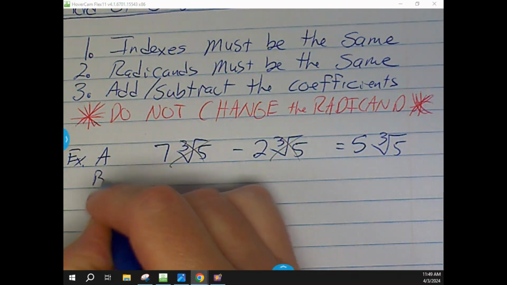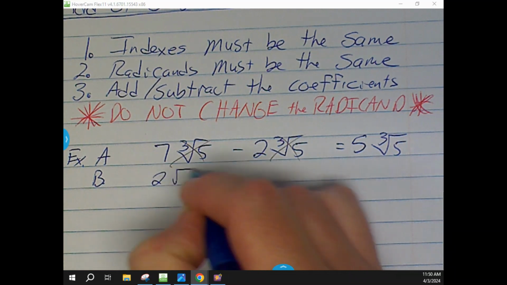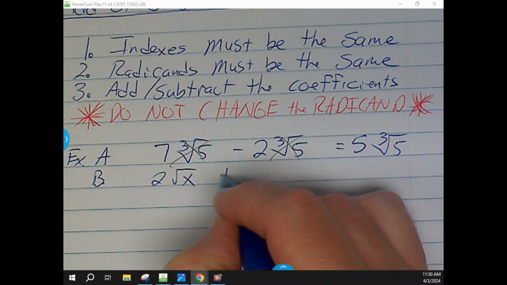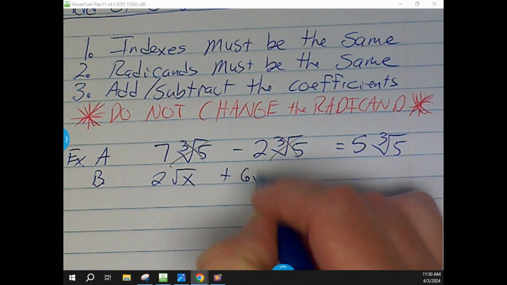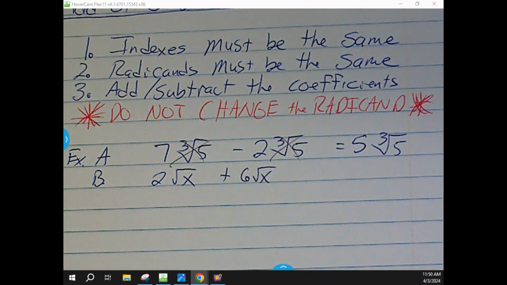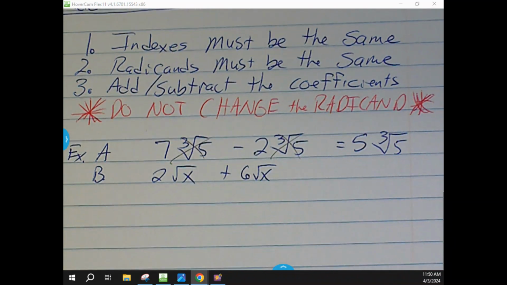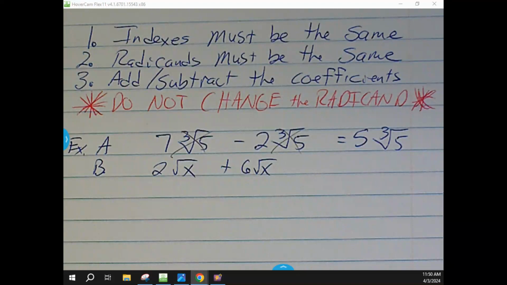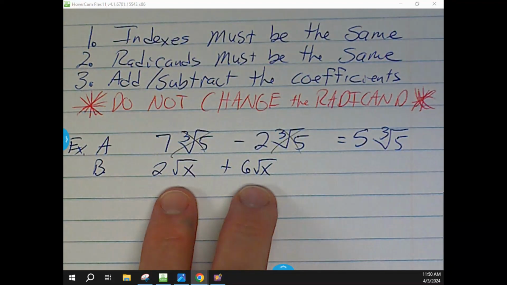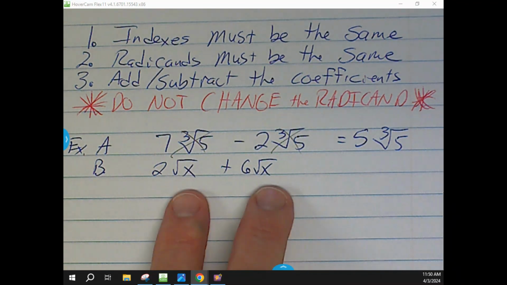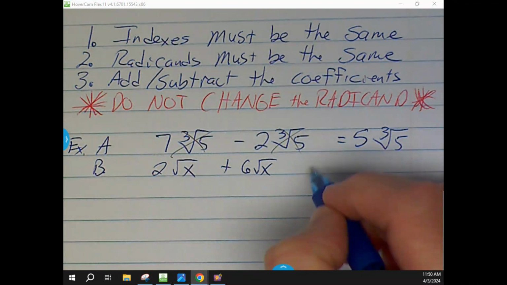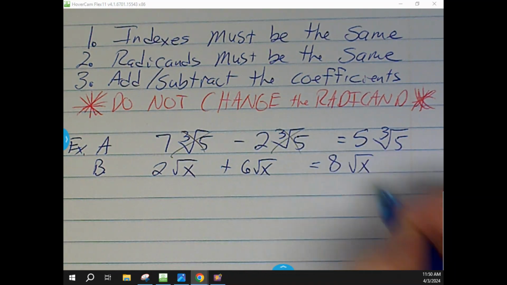So if it's 2 square root of x plus 6 square root of x. Okay. They don't give you an index, but in that case, it's understood to be a 2. So no index automatically defaults to being a 2 for the index. So they're the same. x is the same here, so it's just 2 plus 6. So that is 8 square root of x.